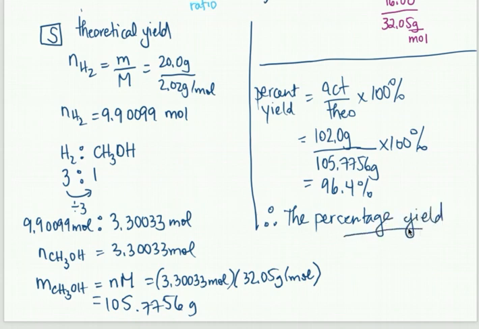Okay, don't forget the key word, okay? The percentage yield of methanol is 96.4%. Okay, all right. So I know there was a lot of work there, but hopefully you can see that it was just the same old stuff, just a little new piece on the end of it, okay? All right, please go practice these and try the checkpoint.